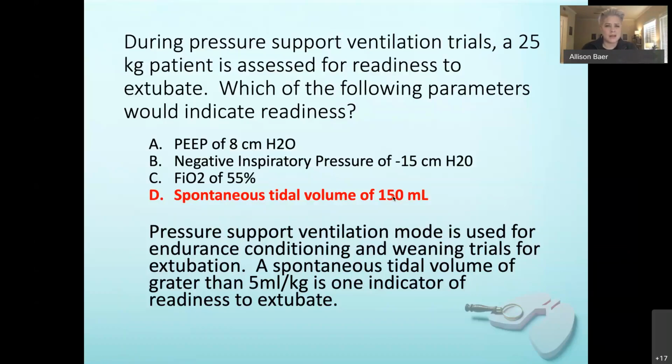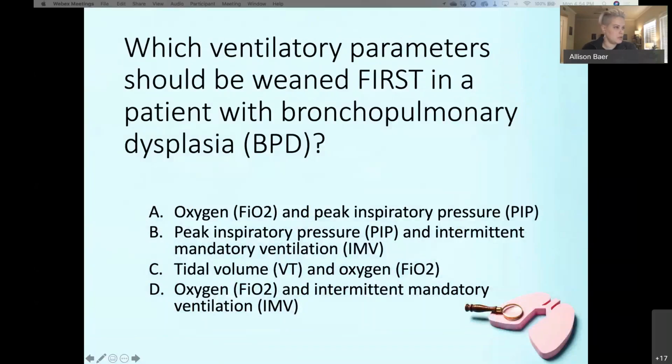All these others, honestly, I don't know the normal for negative inspiratory pressure, but a PEEP of 8 is not great for extubation. You want to be more like 5 or less. And FiO2 of 55 is not great either. You want to definitely be below 50, but if you're about to extubate, hopefully below 30. Oh, full results. You all got it right. Good job. All right, next one. We load up here.